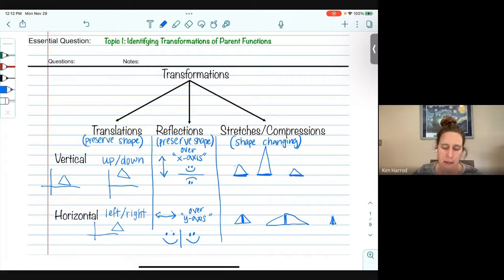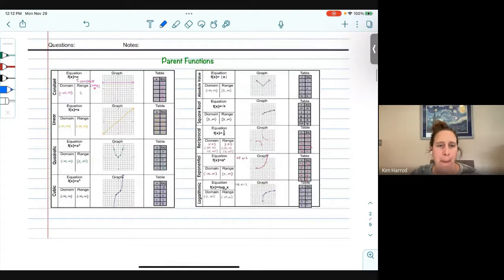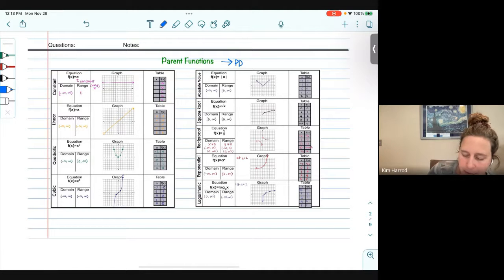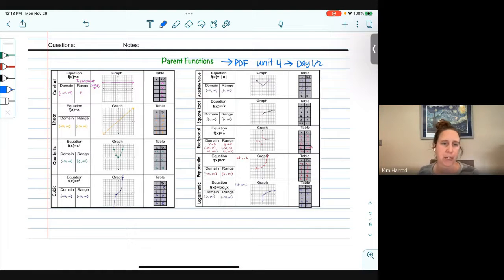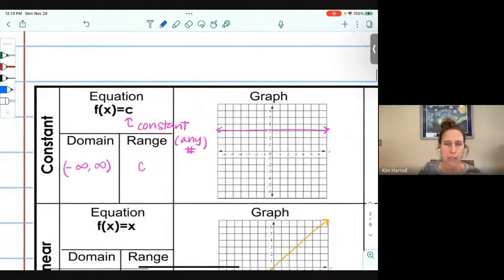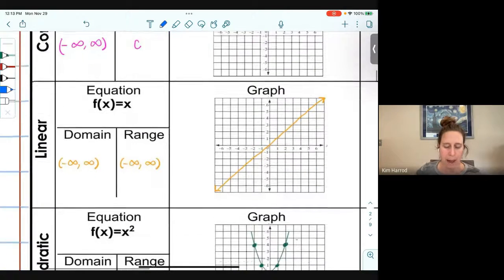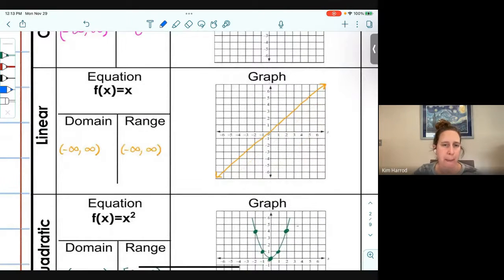The functions that I keep calling parent functions that we're going to be transforming are these ones here. And I'll zoom in on this in a second. But this document is as a PDF in your Unit 4 folder in the Day 1, Day 2 folder. So it's already completed. I just actually screenshotted it to make it aware for you. So one of our first parent functions is just a horizontal line. Then we have a linear equation.